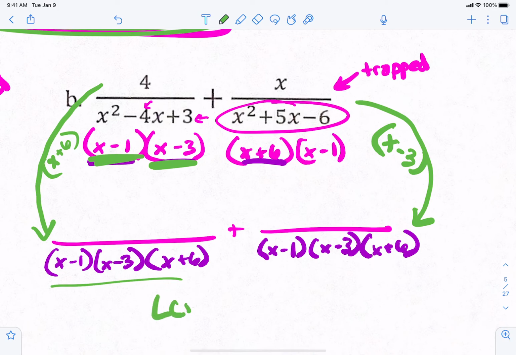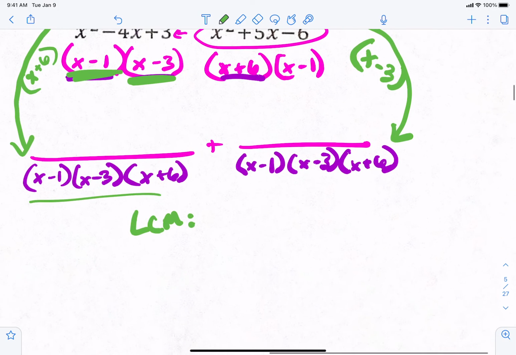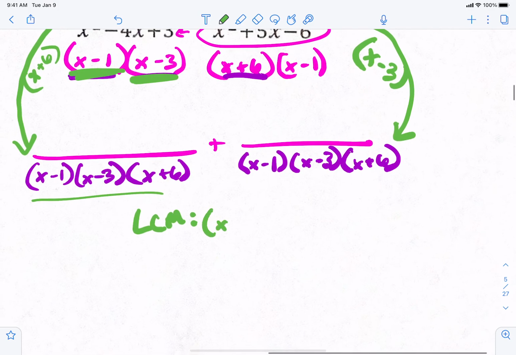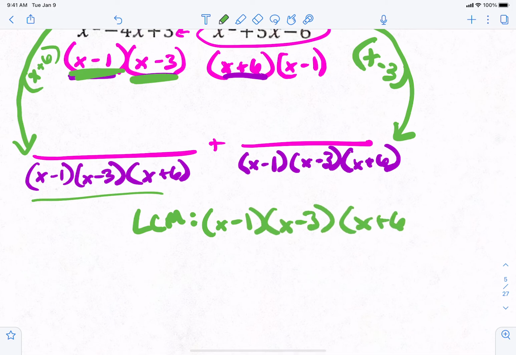So, what's our least common multiple? What's the least common multiple? Least common multiple is the denominator that we found, right? It is X minus 1, it is X minus 3, and it is X plus 6. Okay? Good?